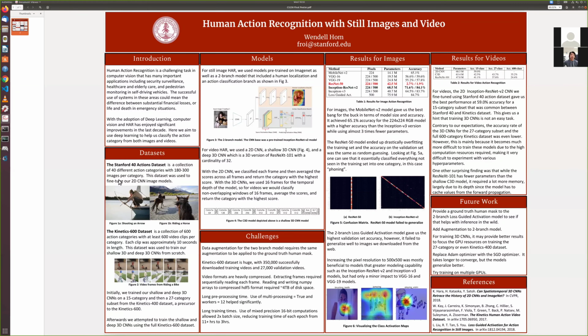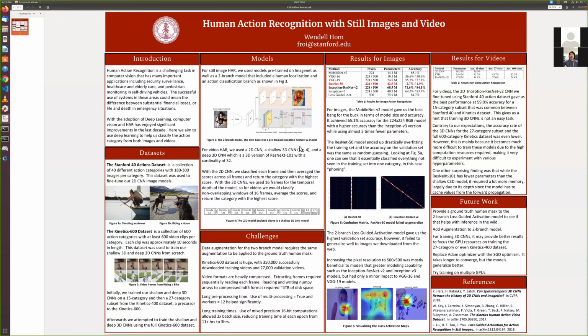For the dataset, for image action recognition, I used the Stanford 40 Action dataset, which is a collection of 40 different action categories with about 180 to 300 images per category. And for video action recognition, I used the Kinetics 600 dataset, which is a huge collection of 600 action categories with at least 600 video clips per category.